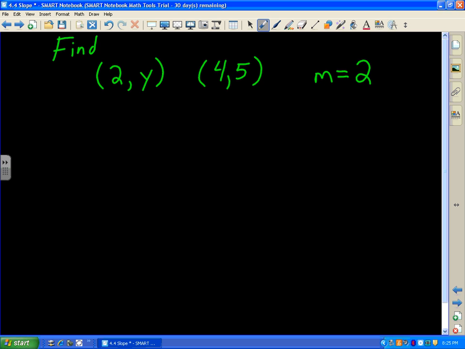Sometimes you're going to be given a point and a slope, and the question will ask you to find the value of either x or y. So if we look at this problem, it'll say (2, y) is our first point. Our second point is going to be (4, 5), and the slope of the line that goes through those two points will be 2. So they want us to find the value of y.